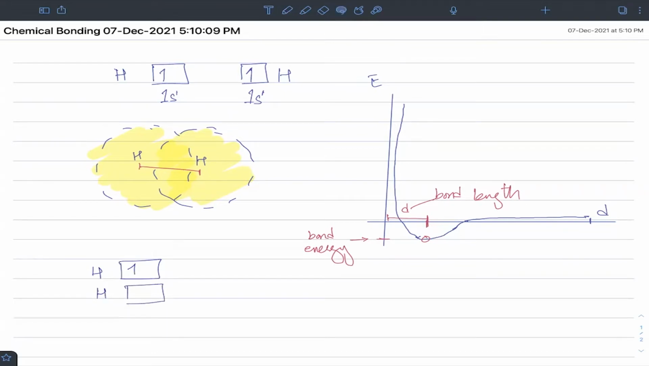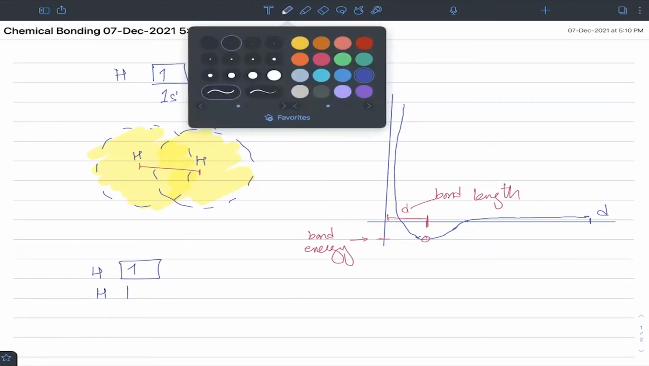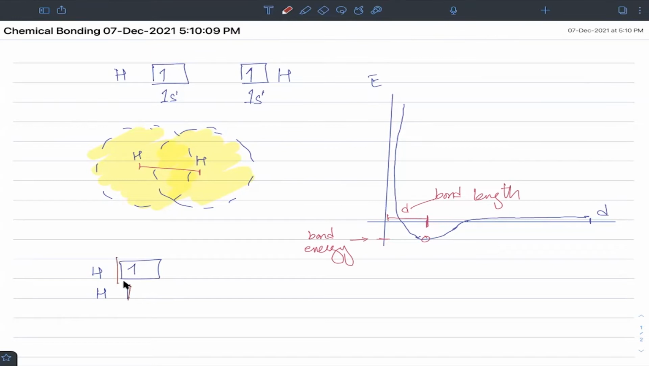Let me use a different color for this one. So the two orbitals overlap, and now they're on top of each other, sharing the two electrons. So now this hydrogen is sharing its electron with the other one. And what happens? Both of them have 1s2. So basically, chemical bonding is nothing but overlap of orbitals. So when two or more atoms form a chemical bond, all that's happening is that there are some attractive forces keeping them the way they are.